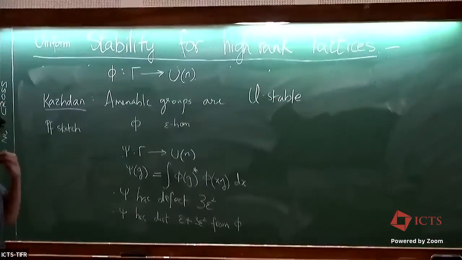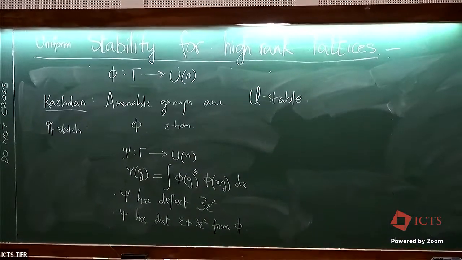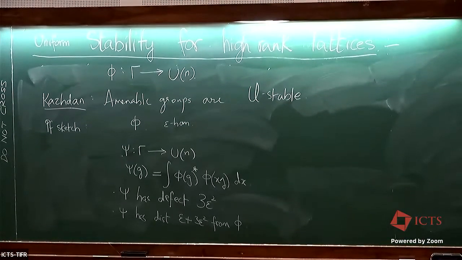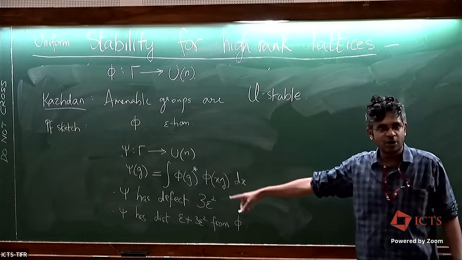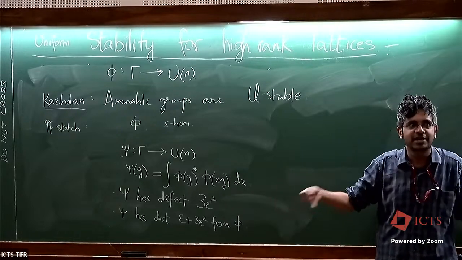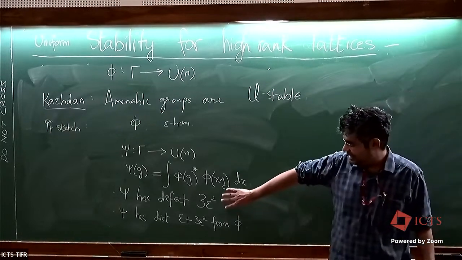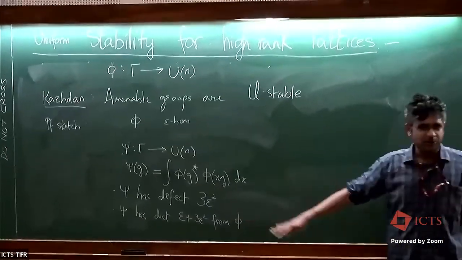So what we did in the U1 case, if you do the same thing for amenable groups here, just take the average, you do not get a homomorphism, but all is not lost. You reduce the defect. That is, if epsilon is small, now the defect, instead of becoming 0 as in the abelian U1 case, becomes 3 epsilon square. And the distance is still epsilon away.